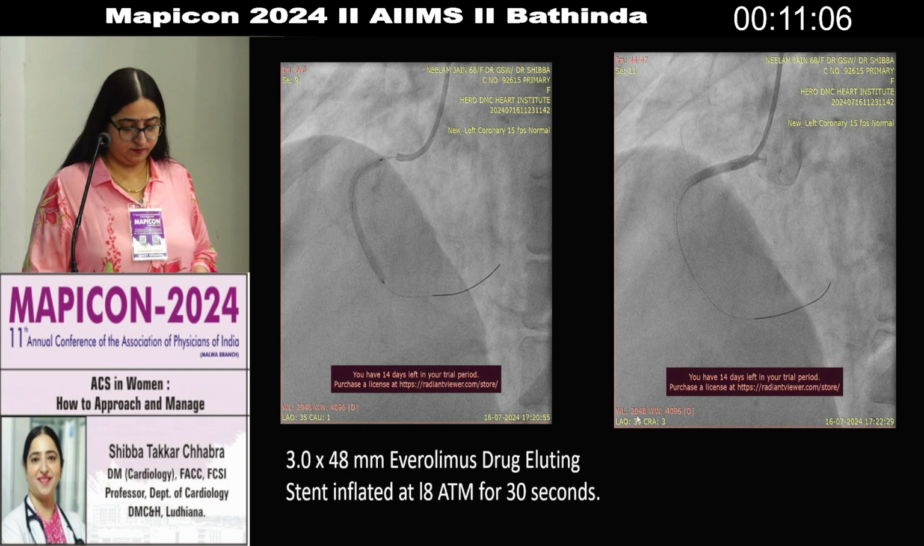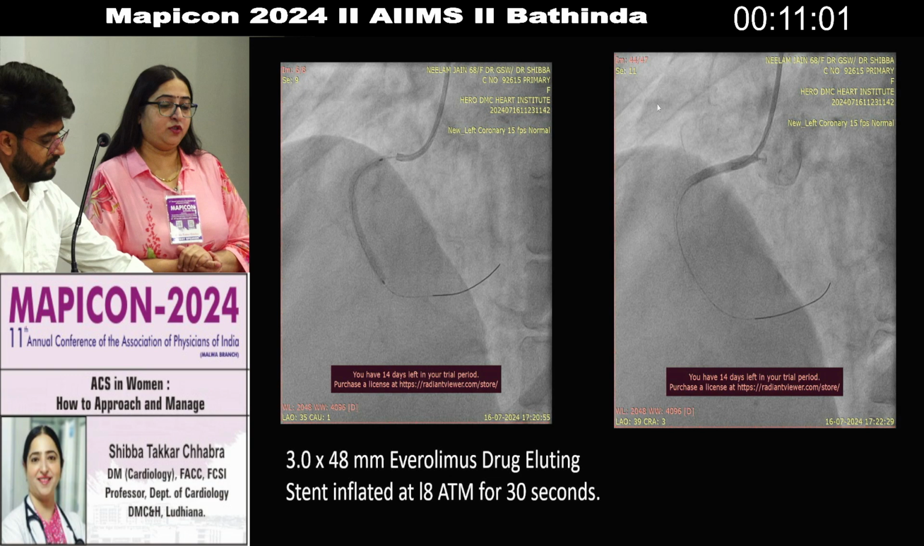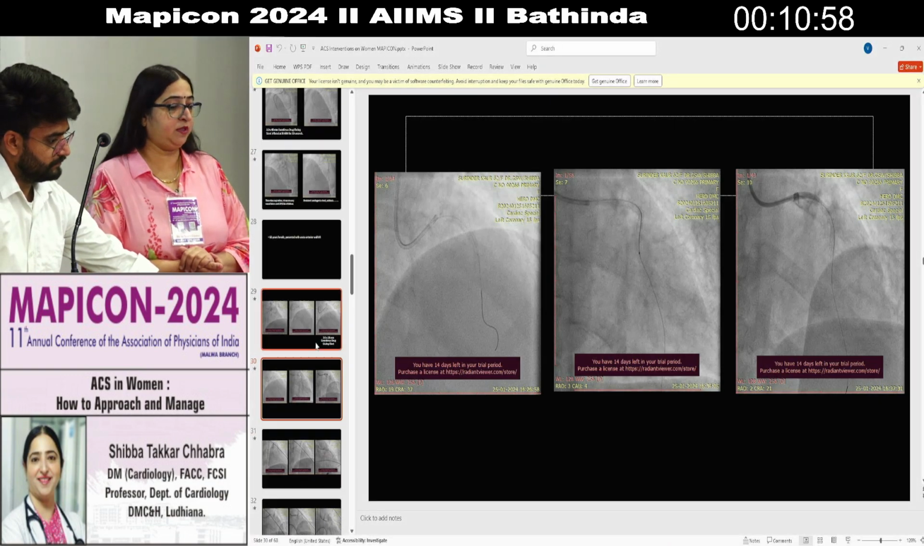So the patient's hemodynamics collapsed. A lot of suction and evacuation had to be done.